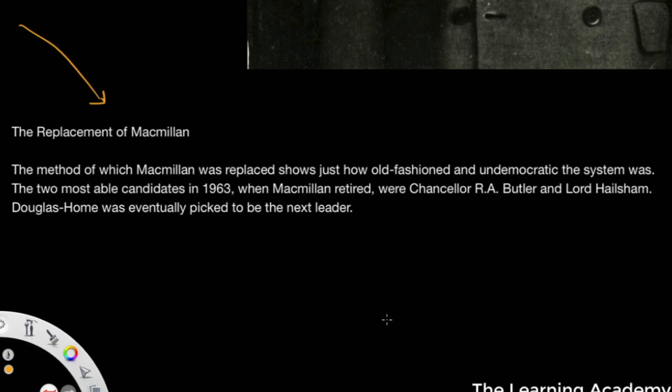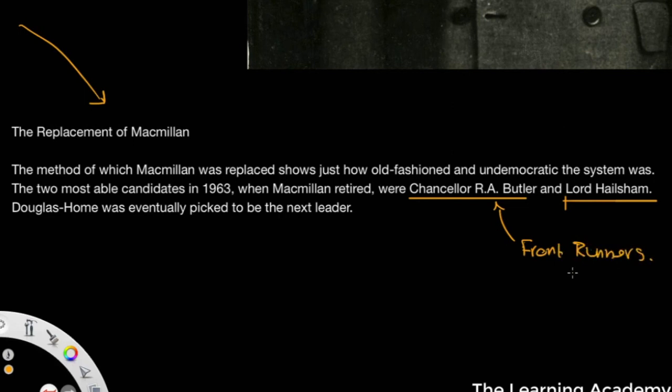The two most notable and most able candidates in 1963 were the Chancellor R.A. Butler and also Lord Hailsham. These were seen as the front runners.